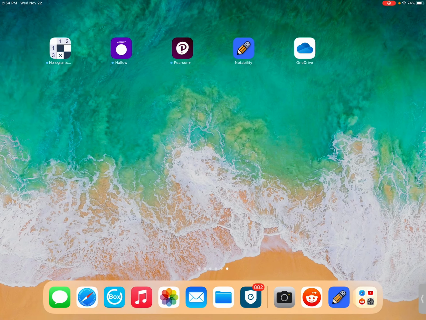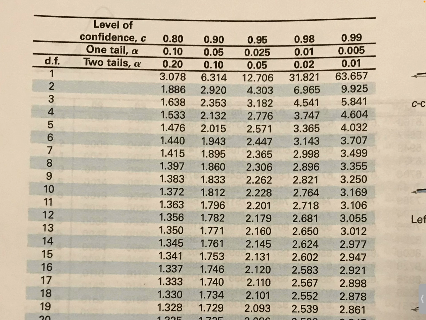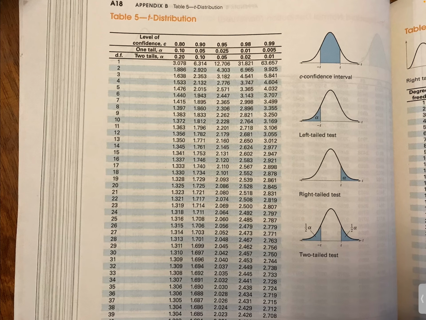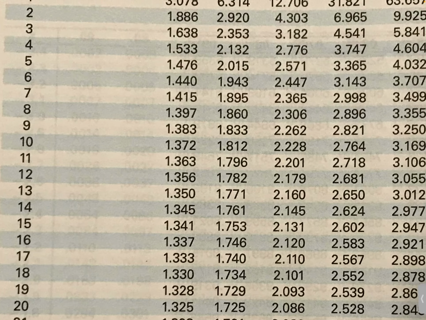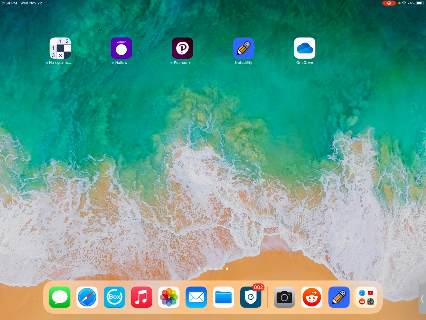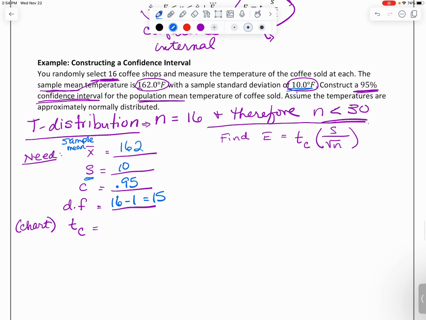And again, from the chart, now I'm looking at degrees of freedom of 15. And again, I know my pen won't work, but you'll have to follow along. So the degree of freedom is 15 this time. I'm still at a 95% confidence interval. So that's going to make it 2.131. 15 and the 2.131. So from the chart, my critical value is equal to 2.131.